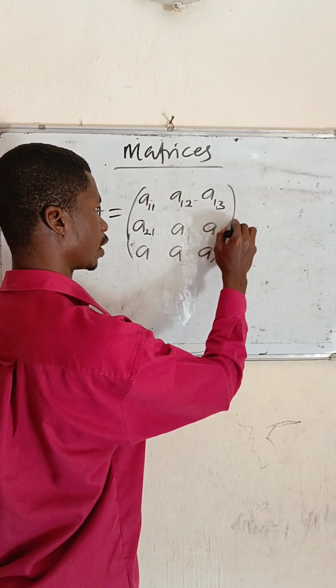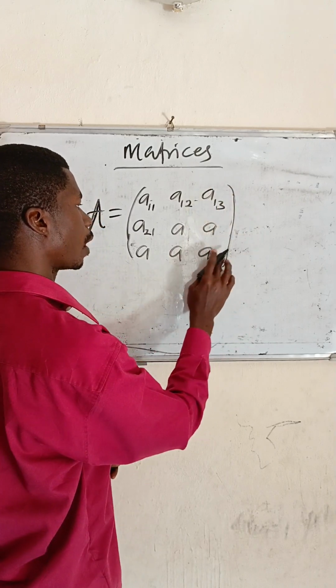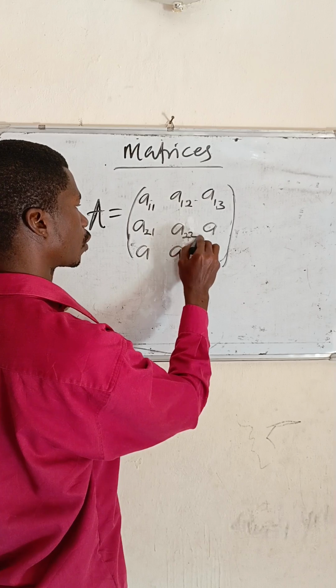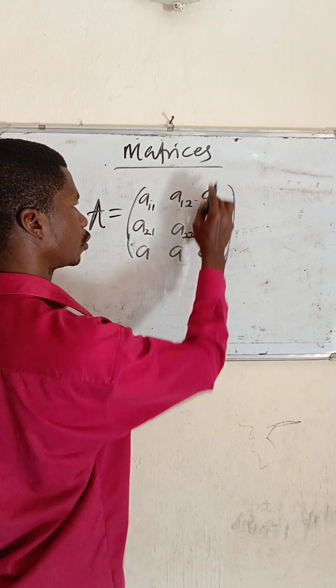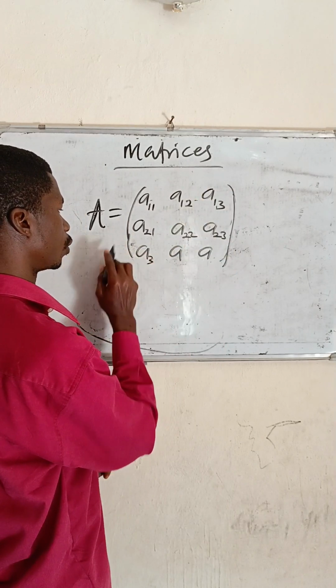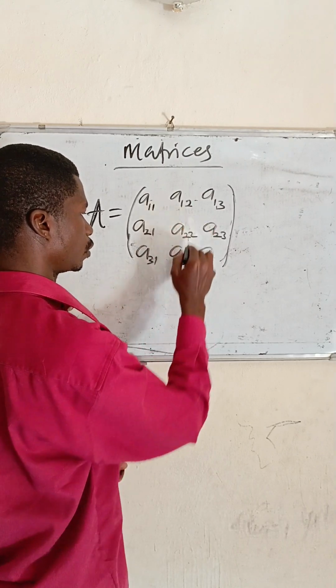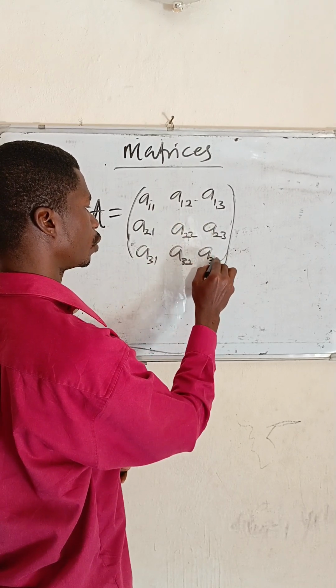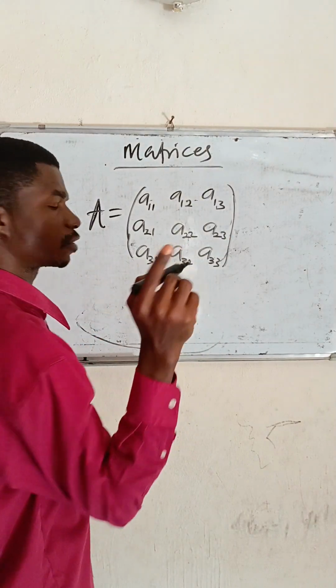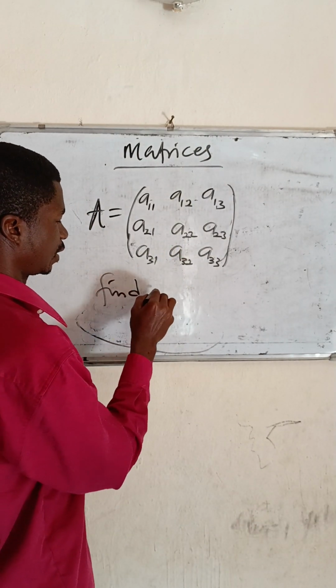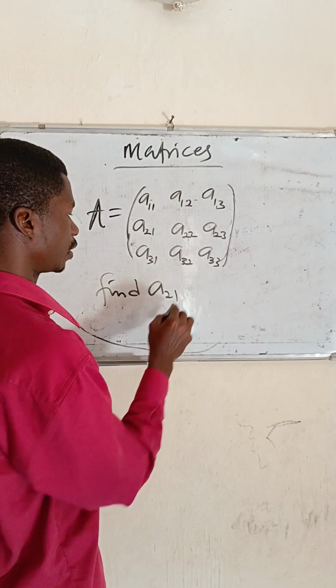But let's just stick with this one now. What about this? This is second row, second column. Second row, third column. This is now third row, first column. What about this? Third row, second column. What about this? Third row, third column. In some cases, they will just ask you to find an entry.